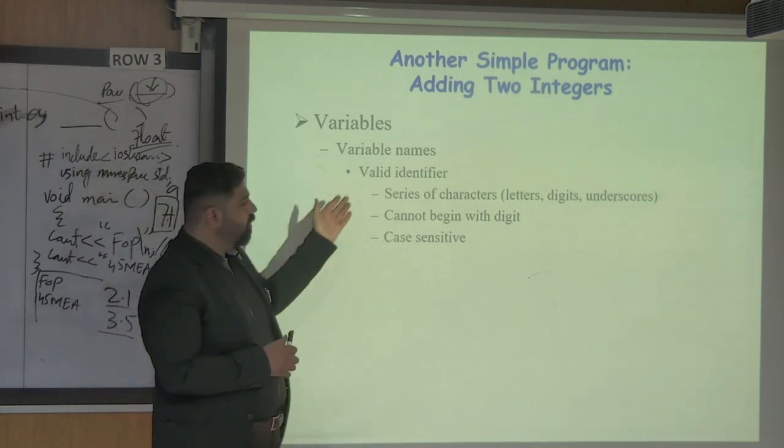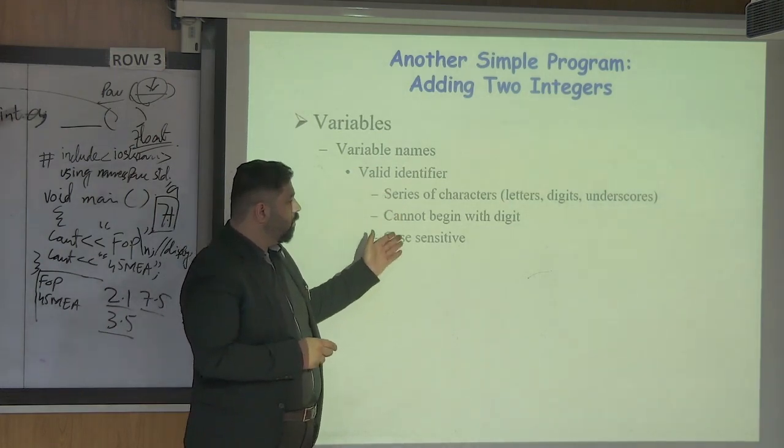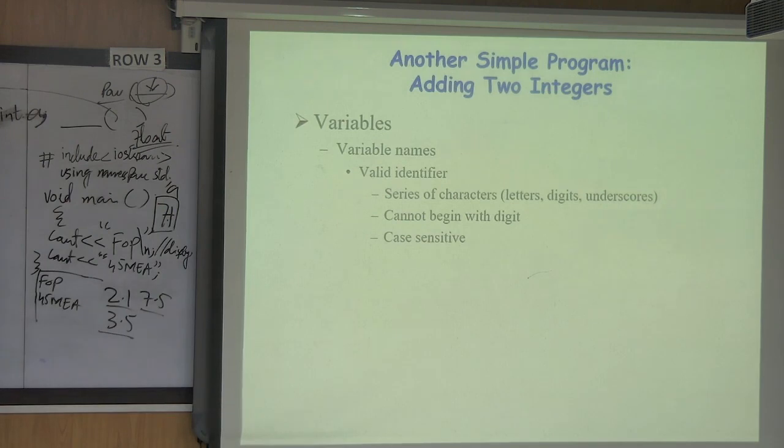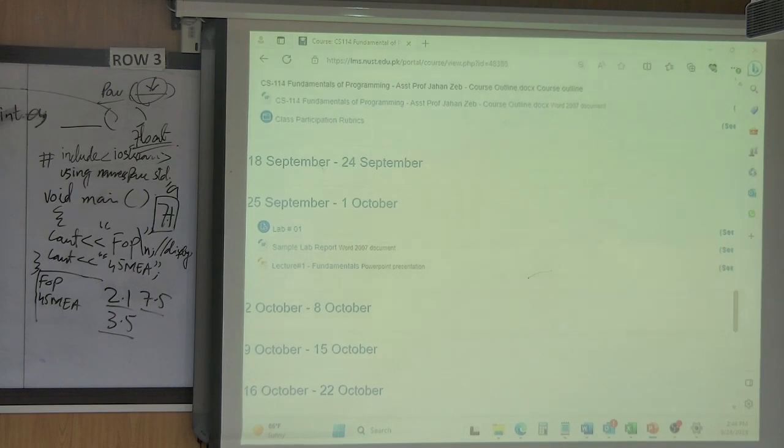Series of characters that is digit and what is allowed, cannot begin with a digit, and of course they are case sensitive when we are referring to the names of variables. Any queries, any questions so far?